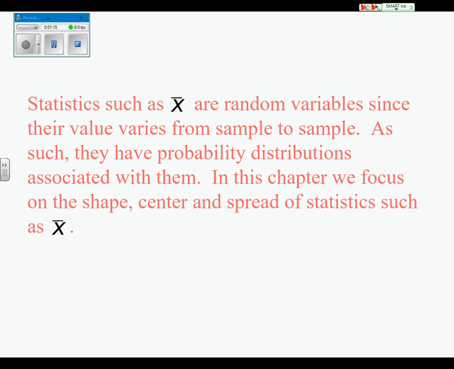Whenever I ask you to describe the distributions, what I'm looking for are three things: the shape, the center, and the spread. You'll hear me refer to that as the three S's, since they all start with an S, obviously.